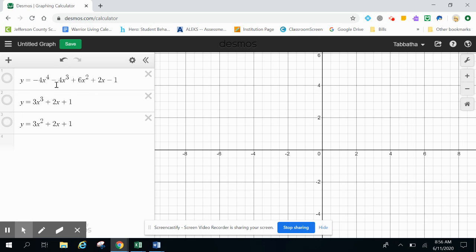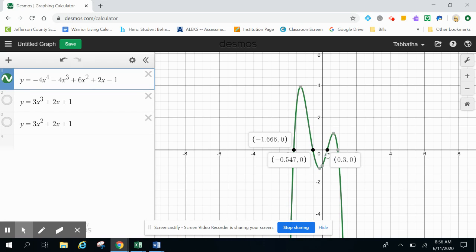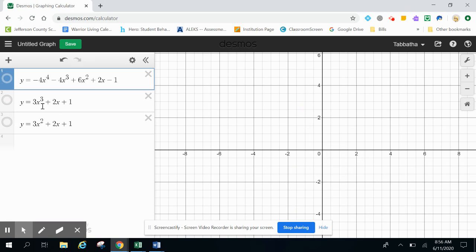So what is our highest exponent for this one? 4. So that would mean there's 4 solutions. 1, 2, 3, 4. So what about for this one? 3 is our highest exponent, so 3 solutions. It only crossed the x-axis one time.